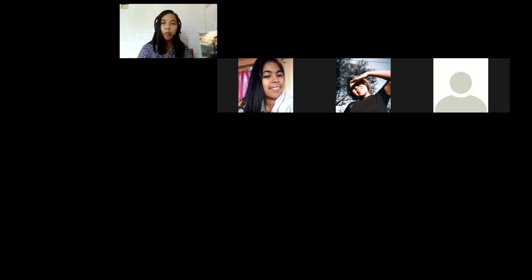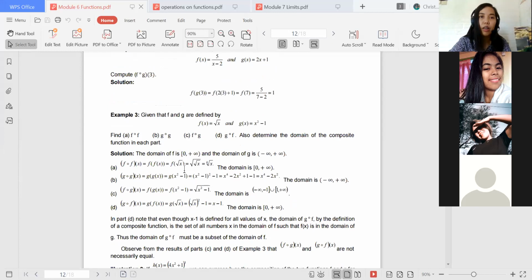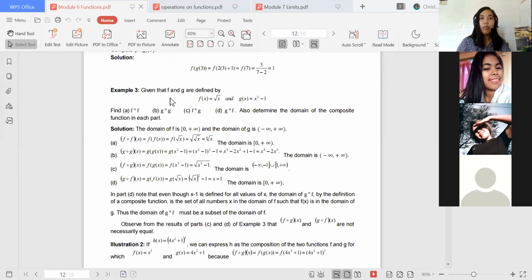Can you follow? Okay, so let's have another example. Given that f and g are defined by f of x is equal to square root of x and g of x is equal to x squared minus 1, find f composite f, g composite g, f composite g, g composite f. Also determine the domain of the composite function in each part. So let's do this one.